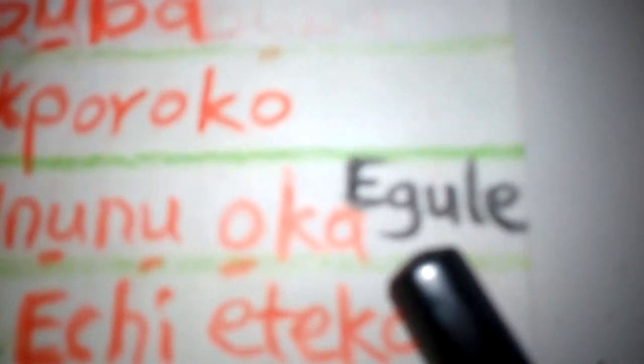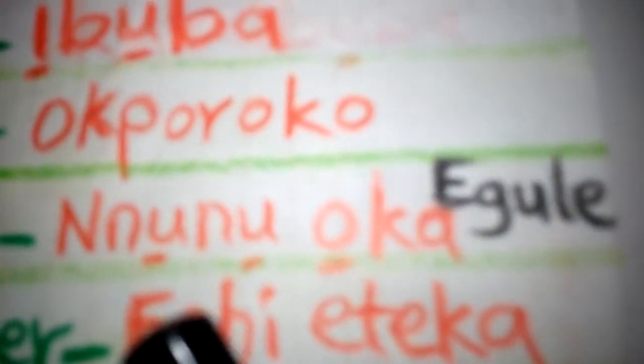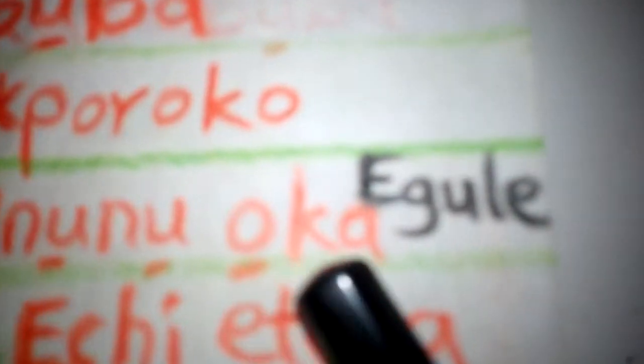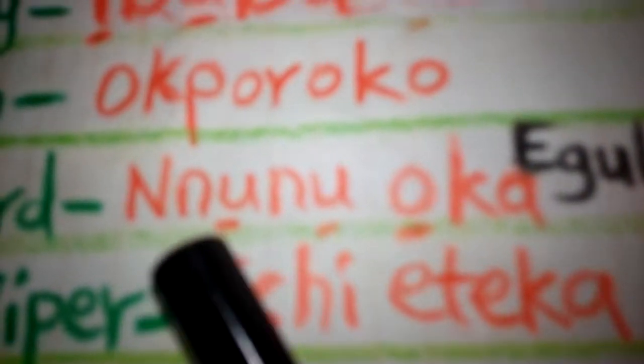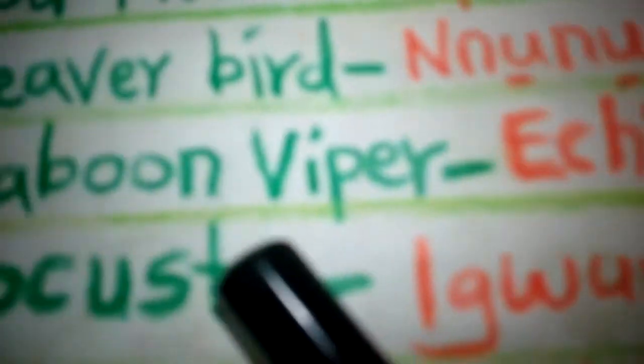Weaver bird is egule, but commonly known as nono oka. The name is egule, but commonly known as nono oka. You say egule.